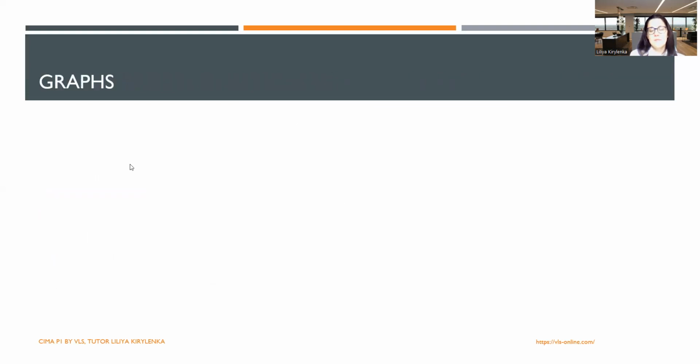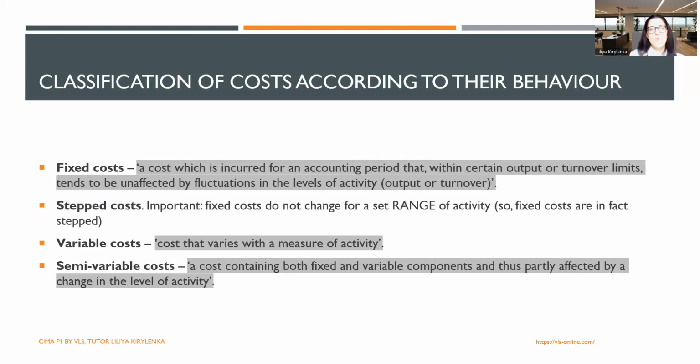And the last but very important is classification of cost according to their behavior. So there can be 4 types, which are fixed cost, stepped cost, variable cost, and semi-variable. And what is fixed cost? Fixed cost, and this is an official CIMA definition, is a cost which is incurred for an accounting period within certain output or turnover limits and tends to be unaffected by fluctuations in the levels of activity, output, turnover. So we pay for rent regardless of whether we produce 15 items or 16 or 17.